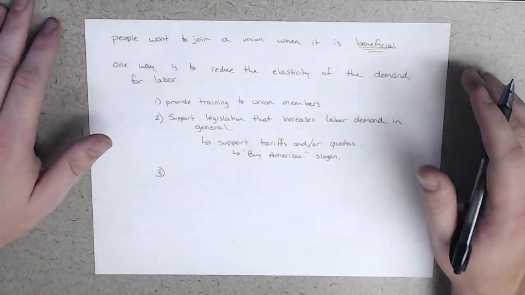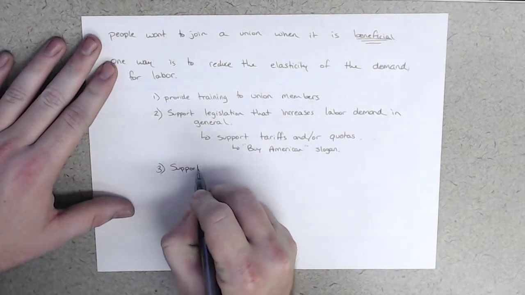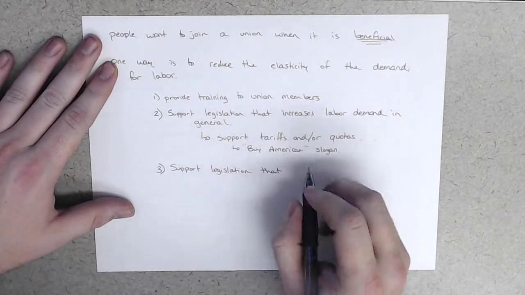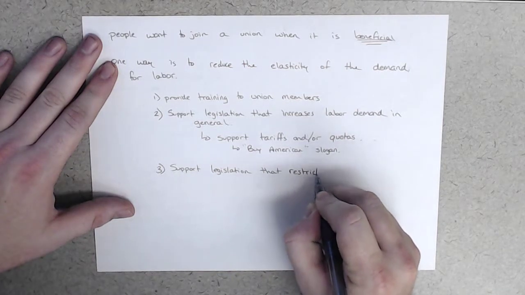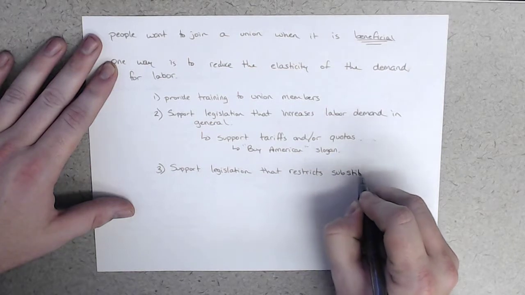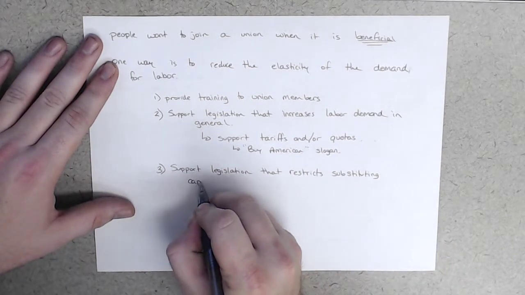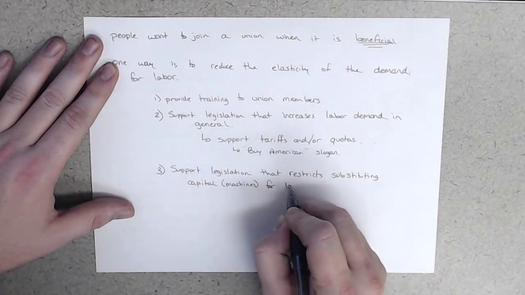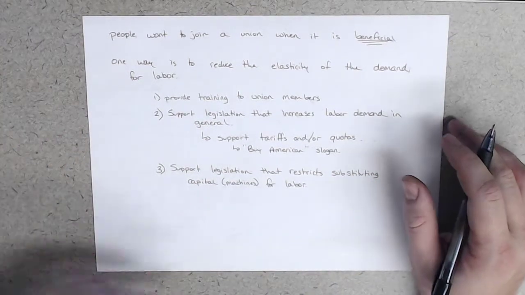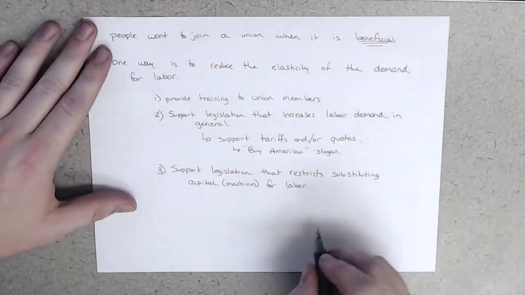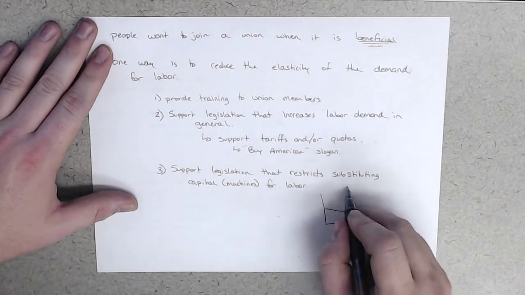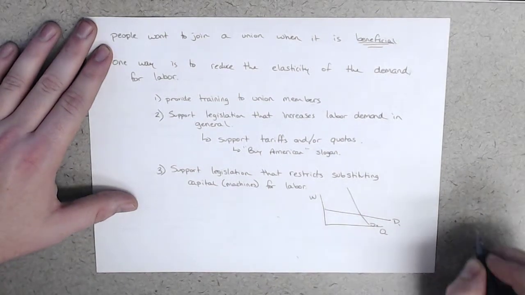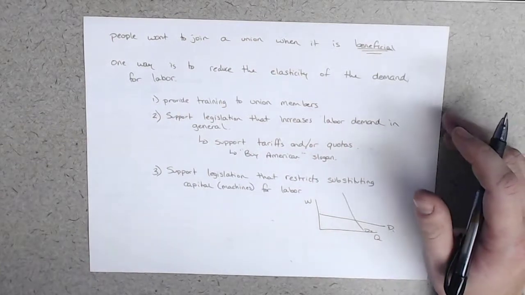What unions can also do is they can support legislation that restricts substituting capital or machines for labor. Okay? This has the effect of making the labor demand curve more inelastic because there are now fewer substitutes for labor, right? And so some examples of this, right?